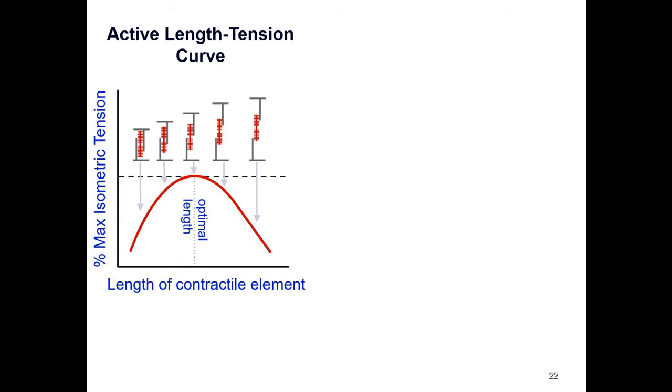Changes in the proximity of actin and myosin filaments influences the potential force of the muscle contraction. When a muscle is at its resting length, a maximum number of cross bridges can be formed. This corresponds to a sarcomere length of about 2.5 micrometers.